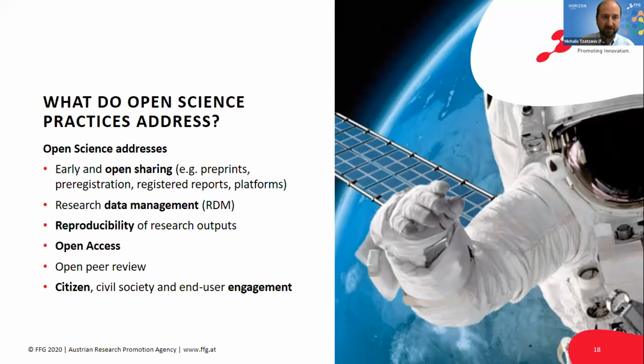So what do the open science practices actually address? They address, on the one side, early and open sharing of results and of research, with preprints, with pre-registration of studies, with registered reports, with use of platforms where other people can see the steps being taken in the research. They address research data management, and that doesn't include only open data or things that you want to share with others, but any data that you gather in the course of the project has to be managed qualitatively.